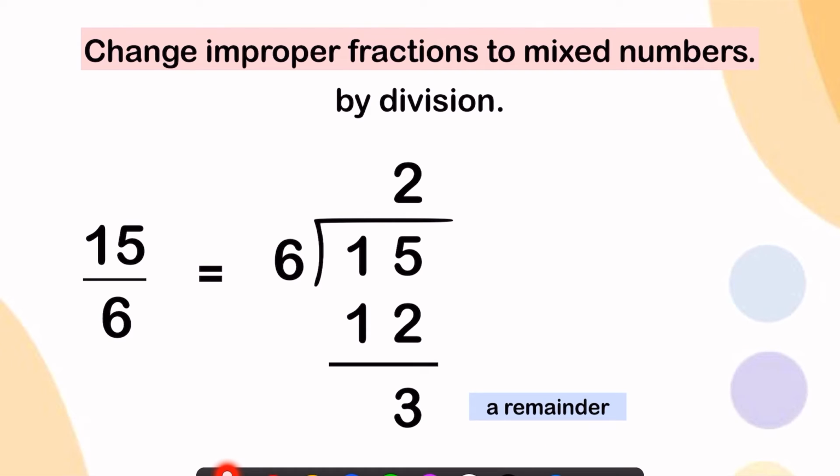To write in mixed number, you put 2 as a front number and 3 as the numerator. And the denominator is 6. You just keep 6 the same. From improper fraction, 15 over 6 become a mixed number, 2 and 3 over 6.